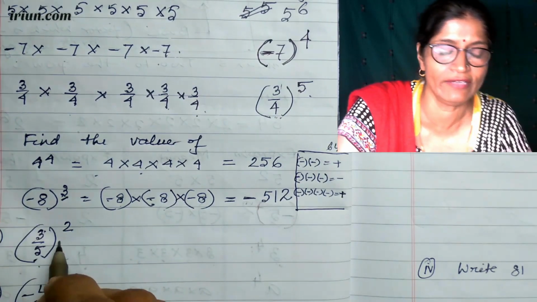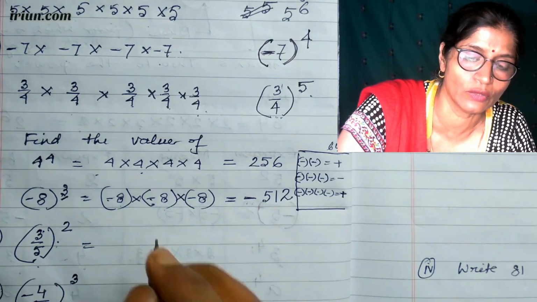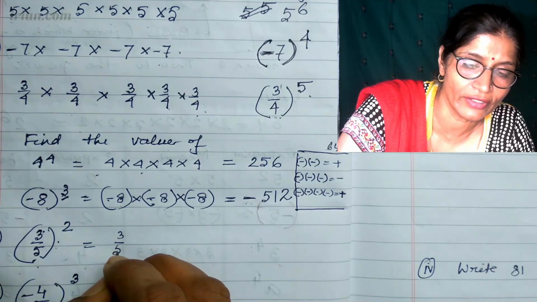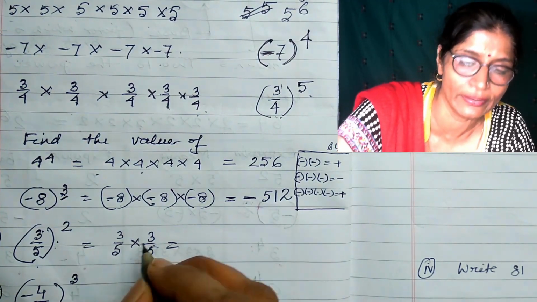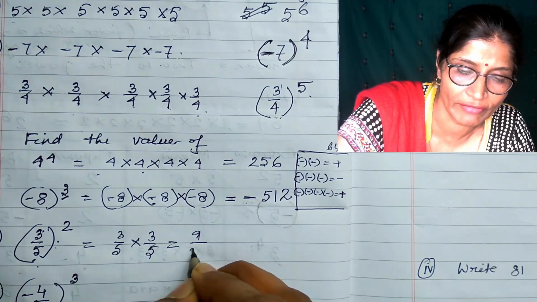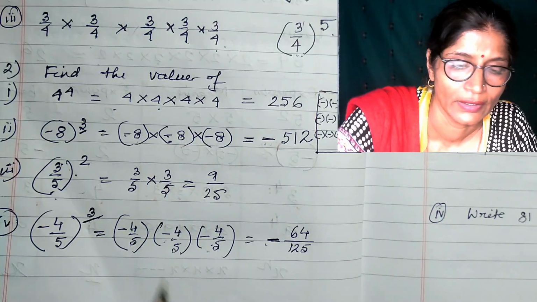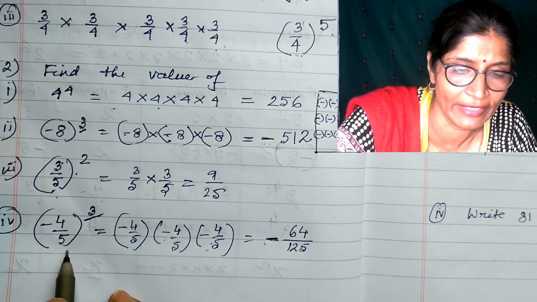Now 3 by 5 whole square, that is equal to what? 3 by 5 into 3 by 5, it means. And it asks for the value. So 3 3s are 9, 5 5s are 25. Now minus 4 by 5 whole cube.